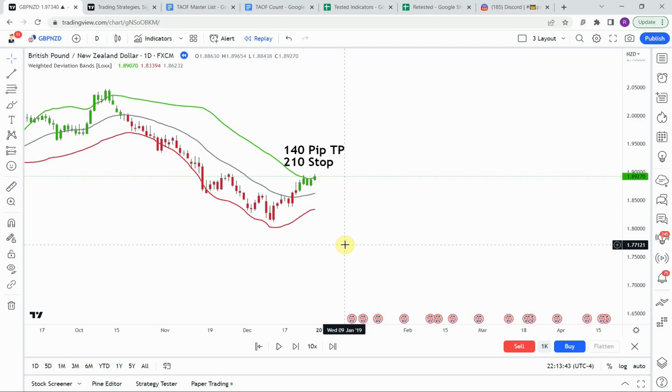Today we will be testing the weighted deviation bands indicator.